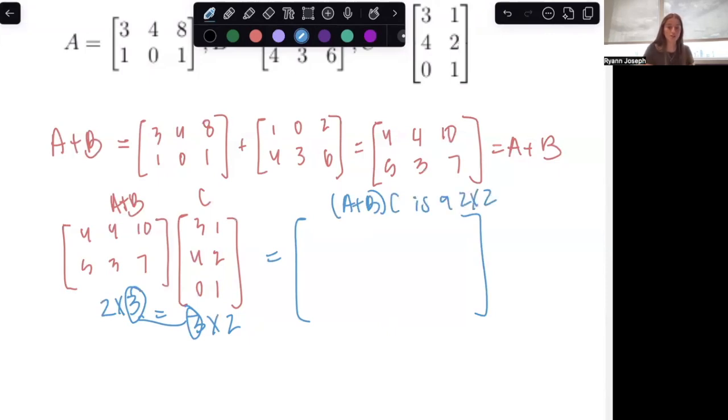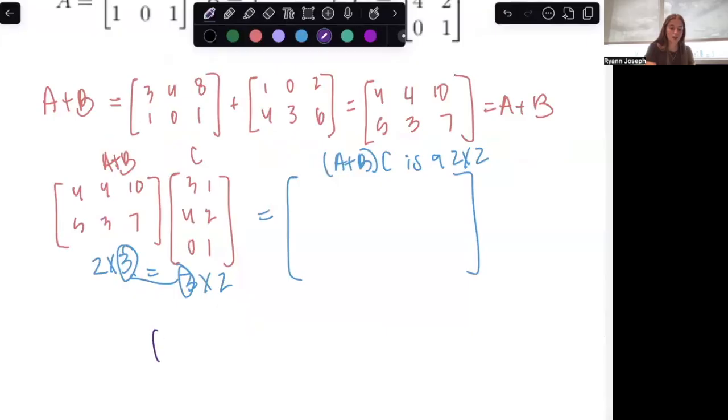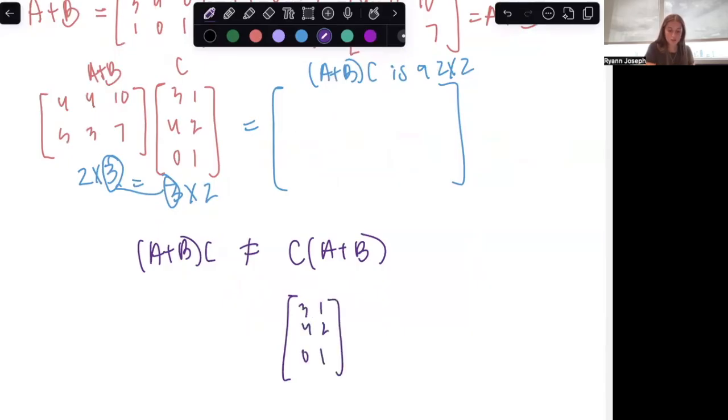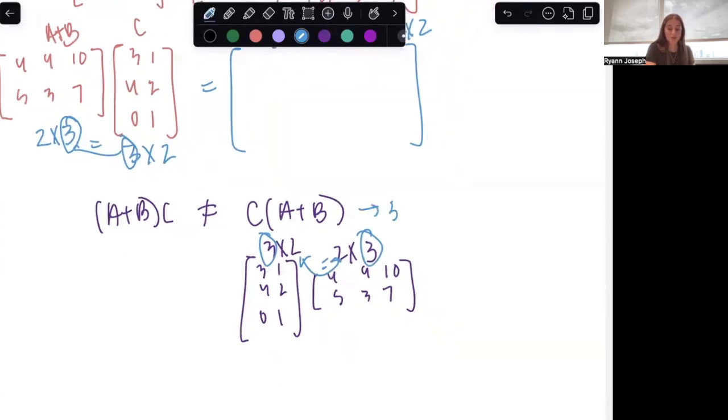Again, note that A plus B times C is not the same as C times A plus B. So this product C times A plus B is 3, 1, 4, 2, 0, 1, 4, 4, 10, 5, 3, 7. This is a 3 by 2. This is a 2 by 3. It still exists. These are the same. However, this is going to be a 3 by 3 instead.